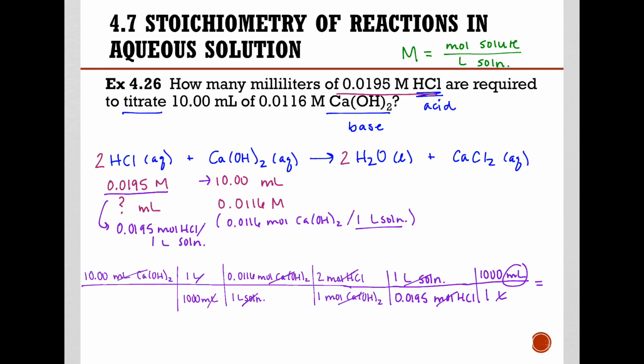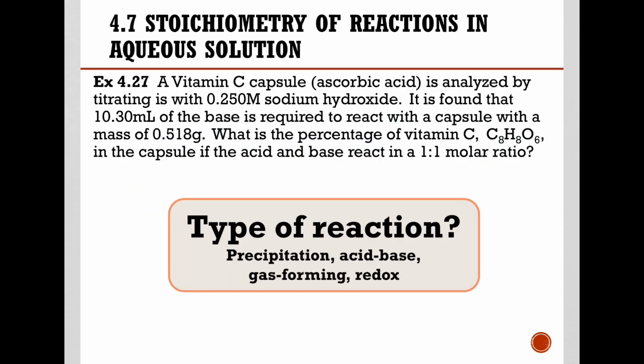So to 3 significant figures, your answer should come out to be 11.9 milliliters of HCl. So that's how much HCl you would need to completely neutralize all 10 milliliters of our calcium hydroxide. So there's example 4.26. Okay, so now on to example 4.27.